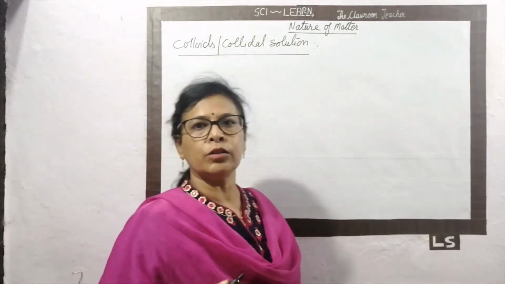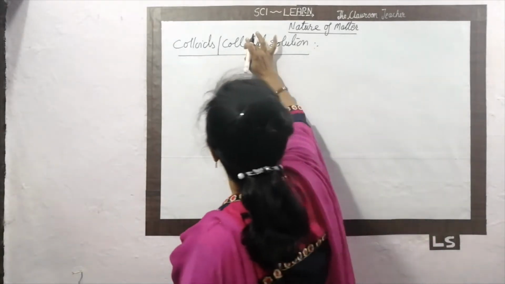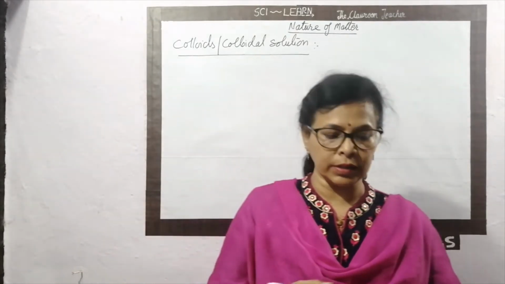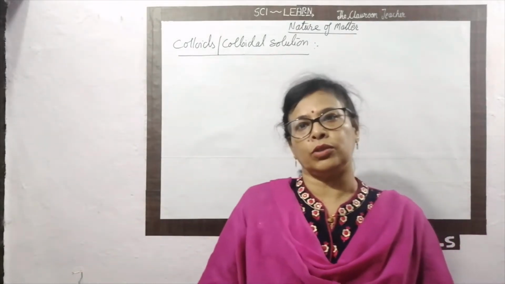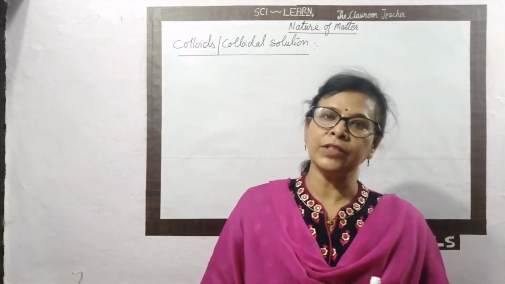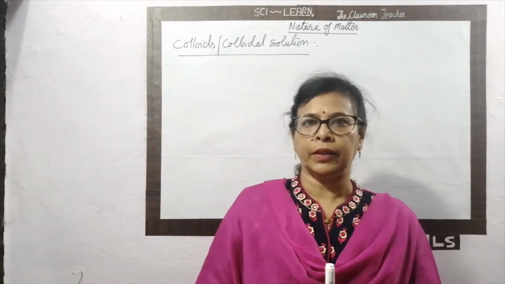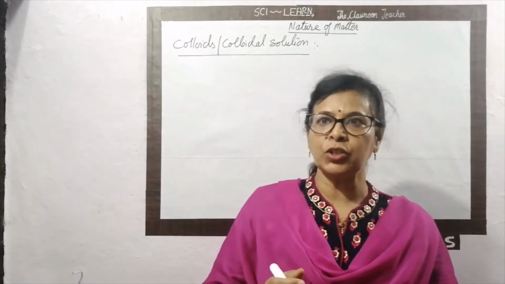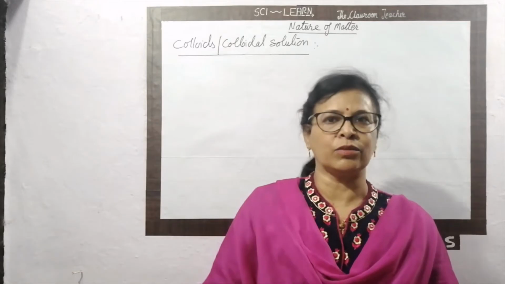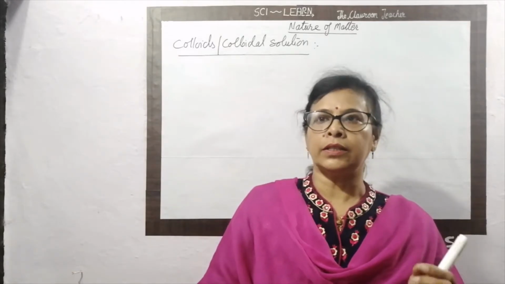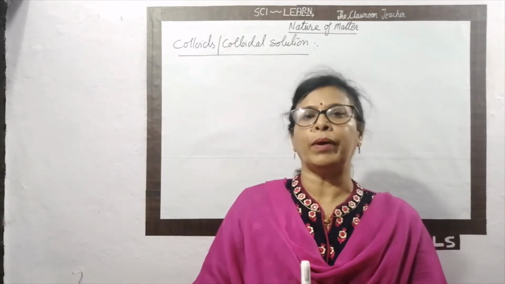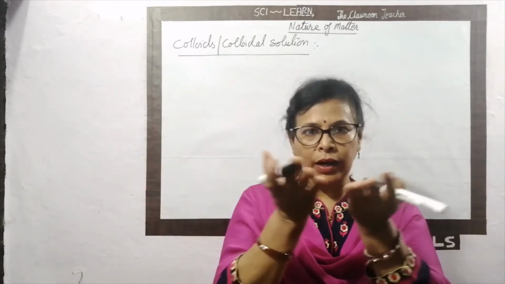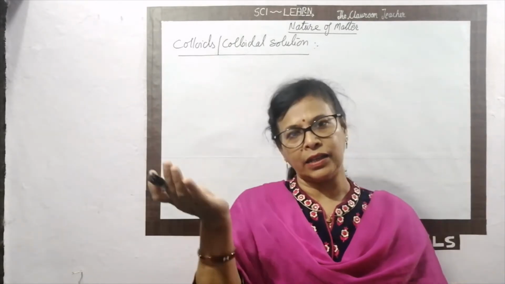Colloid or colloidal solution. Now, what is this colloid or the colloidal solution? A colloidal solution is a solution in which the size of the solute particle is intermediate between the true solution and suspension. What is suspension? That we have to study in our next class. So, what is the colloid solution? It is a solution in which the size of the solute particle is intermediate between the true solution and the suspension. It means colloid is placed in between the true solution and the suspension.